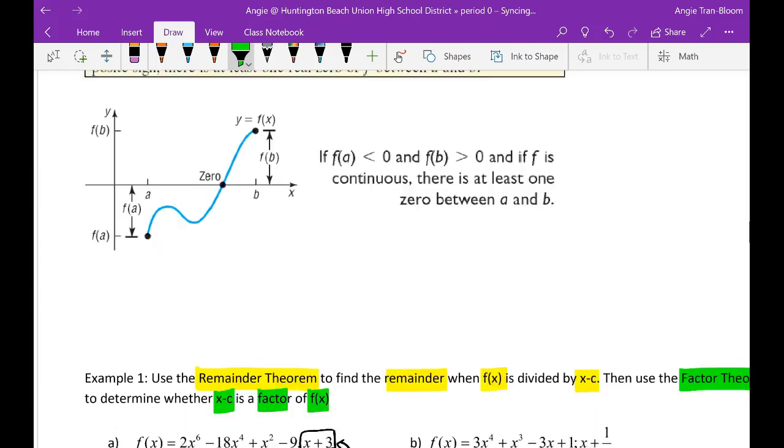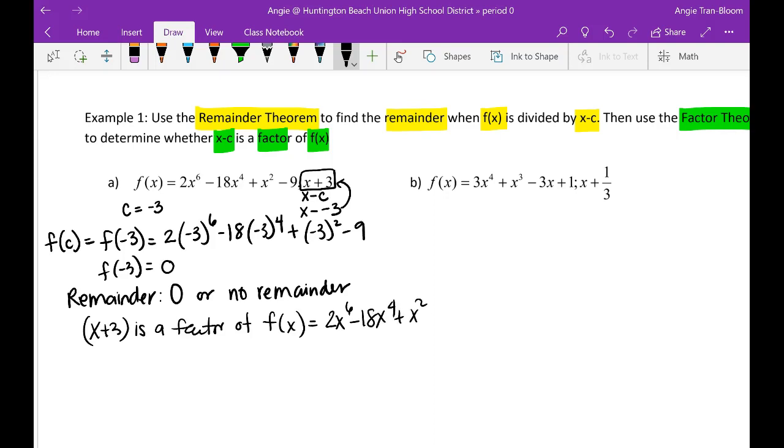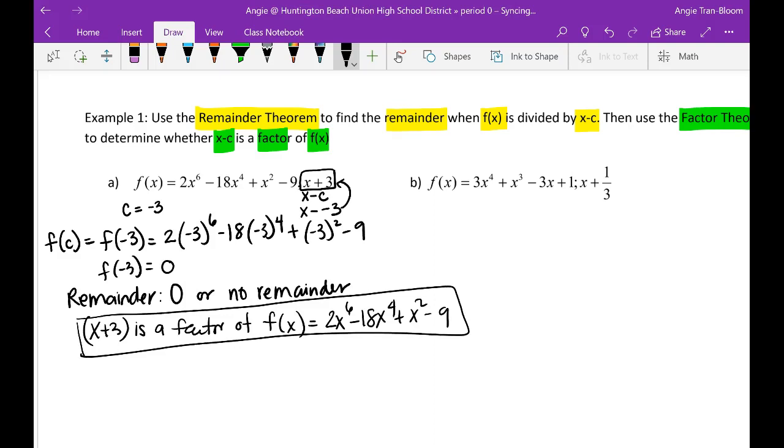So in our case, since the remainder is 0, based on the factor theorem, we can say that x plus 3 is a factor of f of x, which is this equation right here: minus 18x to the 4th plus x squared minus 9. So we have to box two things. Find the remainder: you can box no remainder, or you can box the remainder 0. And then make a statement: x plus 3 is a factor because the remainder is 0.